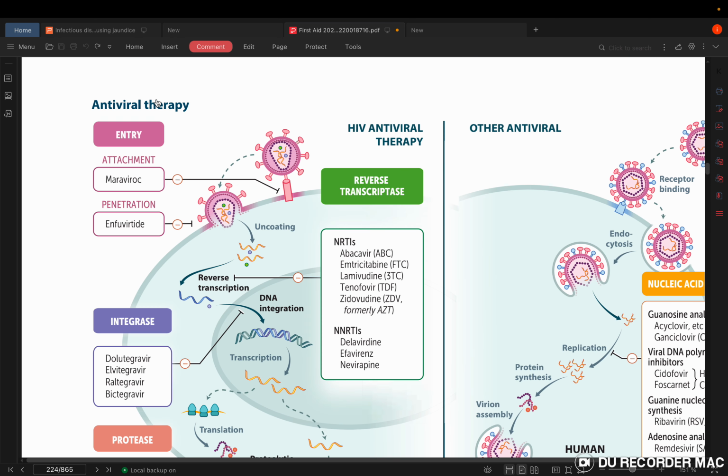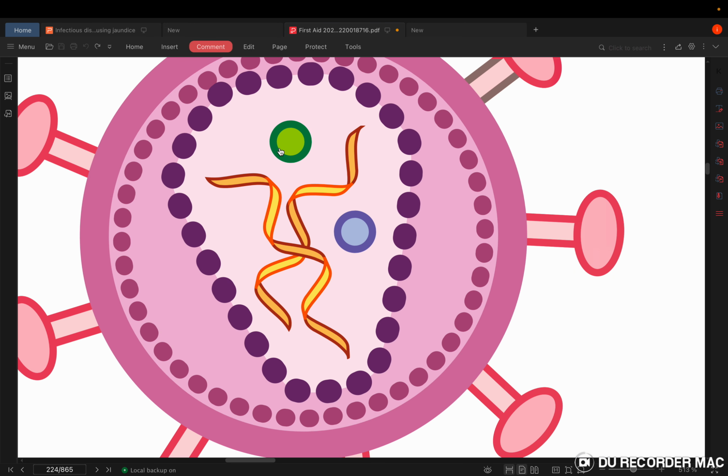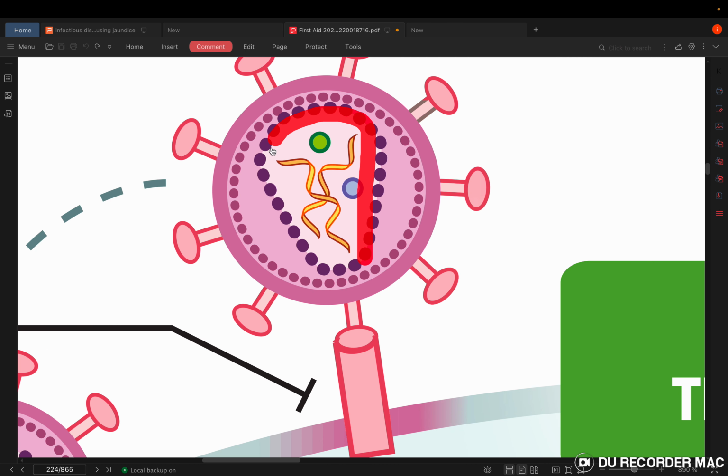When someone gets HIV, this is the HIV virus. Is it an RNA or a DNA? Does anybody remember? RNA, absolutely. Is it single-stranded, double-stranded, or two strands not related to each other? Absolutely, the third option. Two RNA strands, but they are not connected to each other. And this here is the capsid.